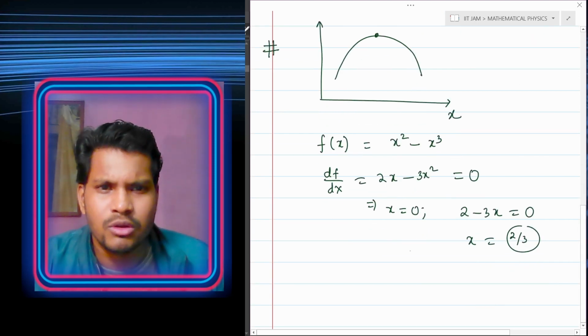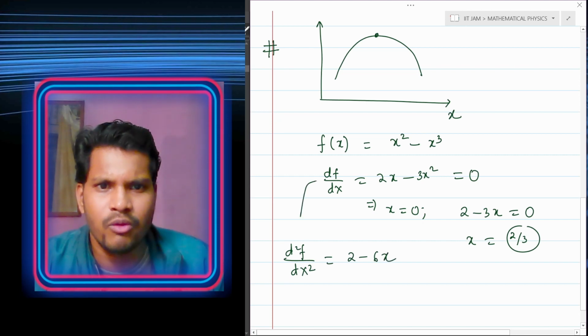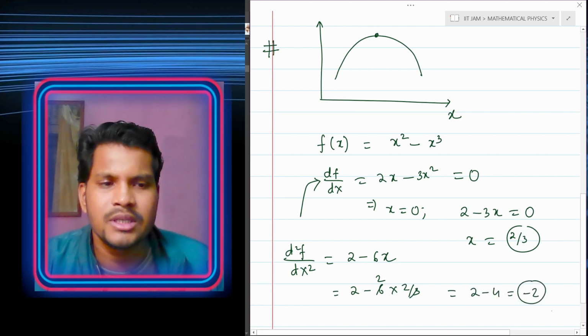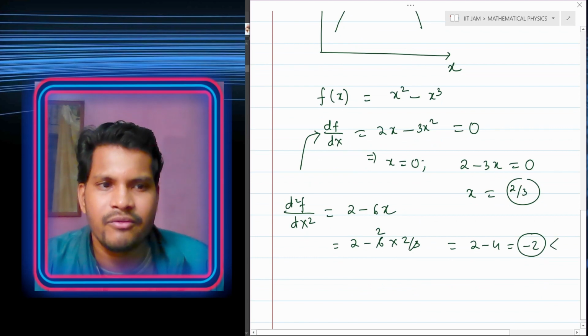Now if you want to find the second derivative of this function, what will I get? I will get 2 minus 6x, because we take one more derivative, and then I put in x equal to 2 by 3, which gives 2 minus 4, which is minus 2. Now this minus 2 is negative.